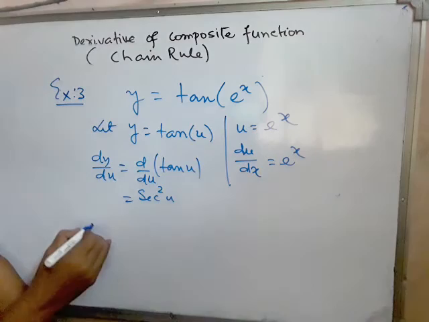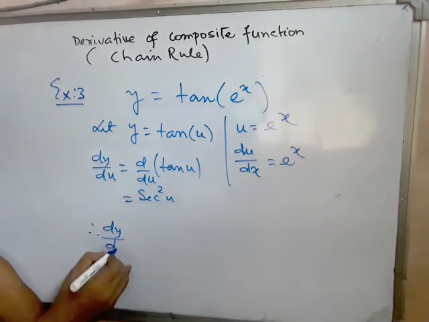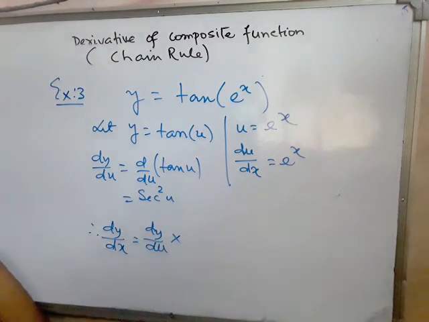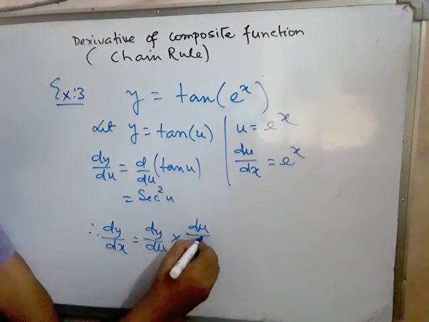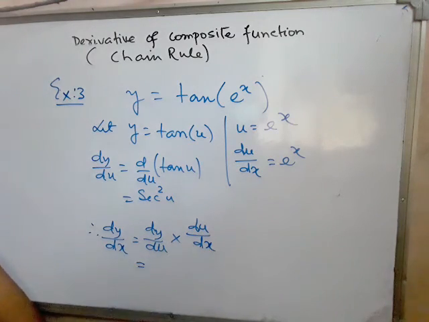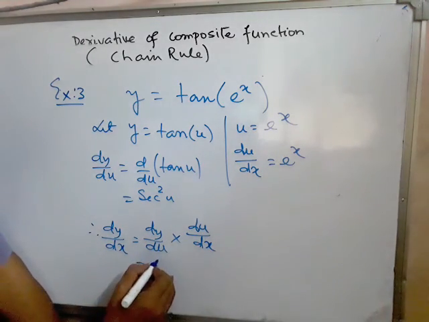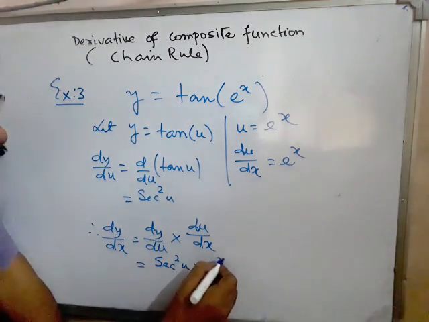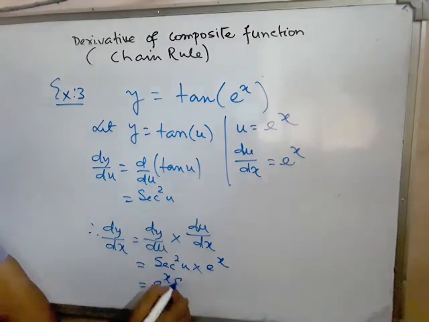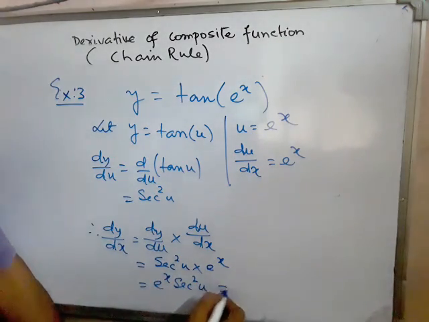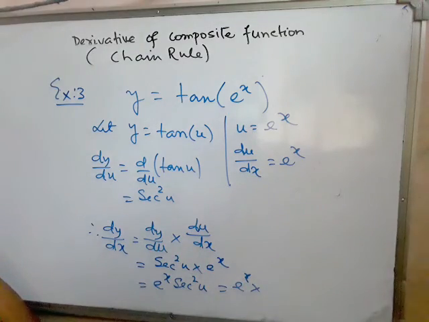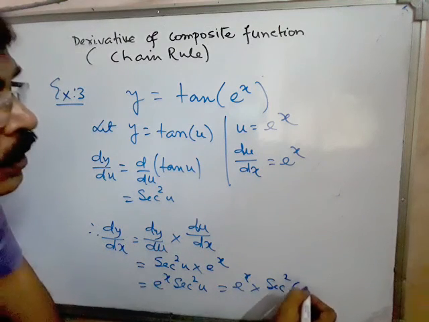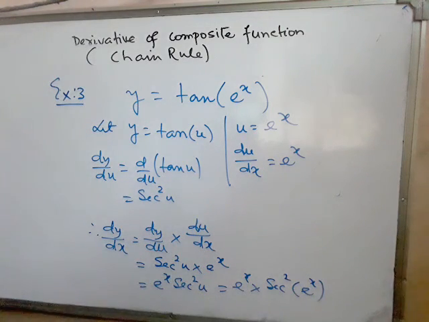Final answer, therefore dy by dx equals dy by du into du by dx. dy by du is sec square u, du by dx is e to the power x. So final answer: e to the power x sec square u, and sec square u means sec square e to the power x. So this is the answer.